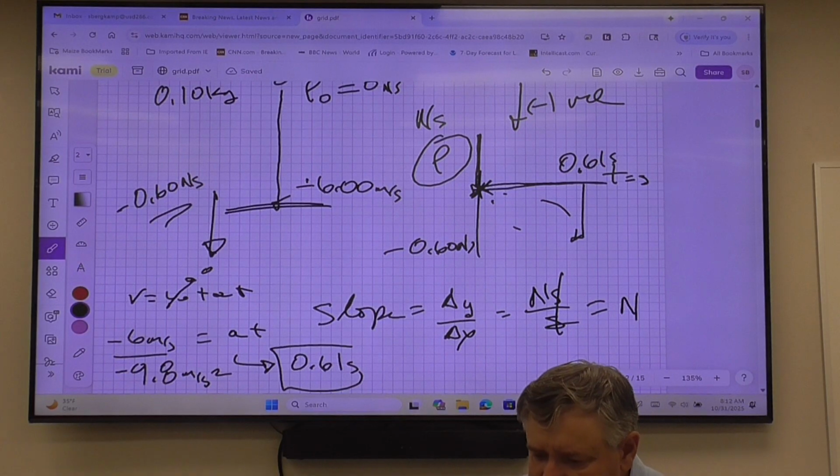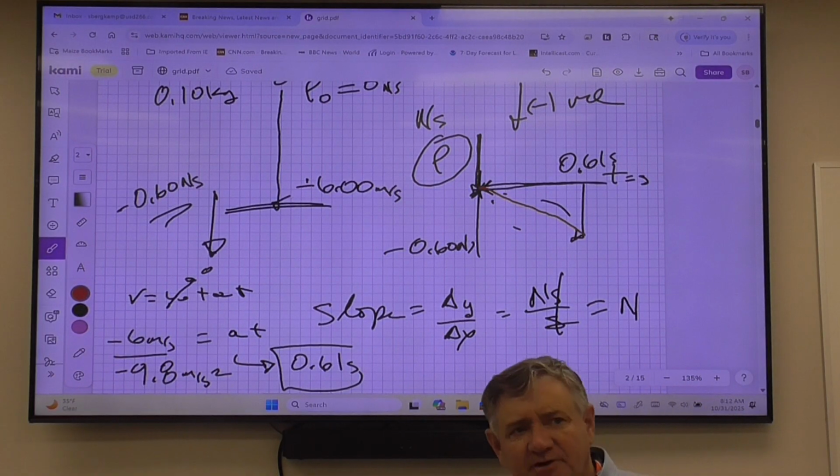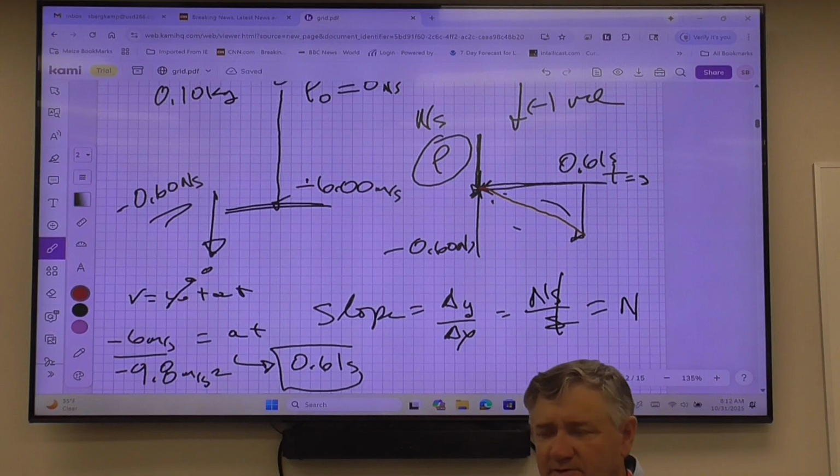So the question is, what's the shape of that line in between? Is it a linear function or is it a curved function? Now, let's just back up the bus for just a second.